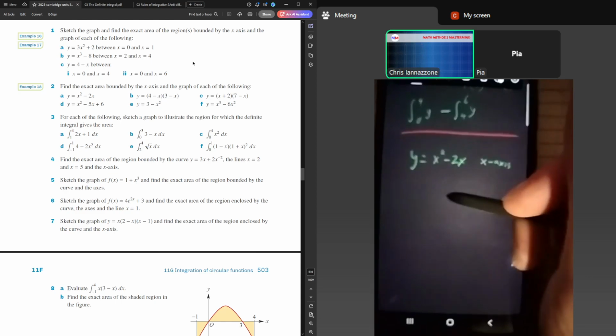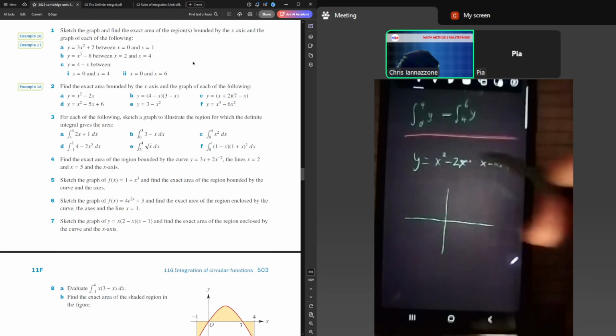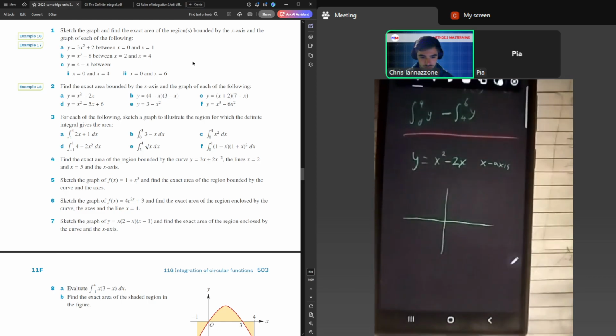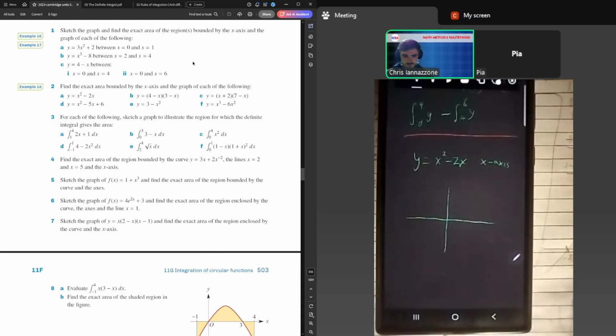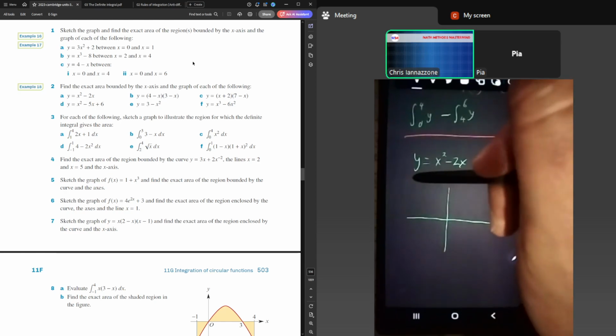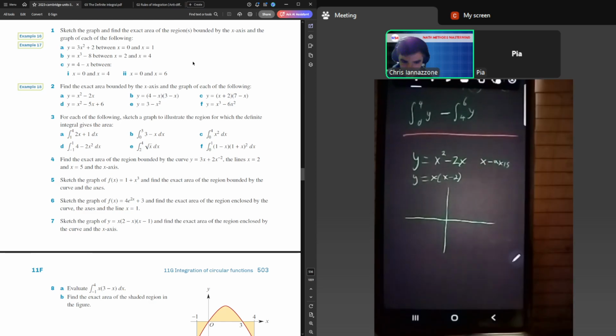So first up, of course, we want to sketch to see what's going on. How do we sketch this? Could we take the x out common? Yep, that's what I would do. x bracket x minus 2.